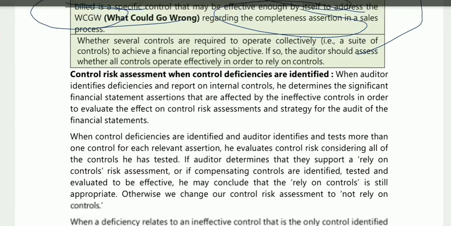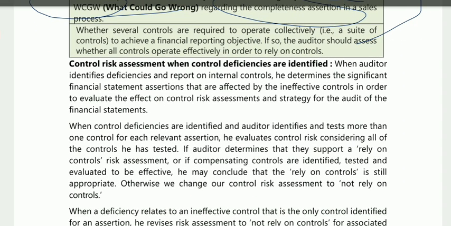Now comes the next point: control risk assessment when control deficiencies are identified. Now what did you do? You as an auditor tested the controls and found that there are deficiencies in the controls placed by the entity. So when the auditor identifies deficiencies and reports on internal controls, he determines the significant financial statement assertions that are affected by the ineffective controls in order to evaluate the effect on control risk assessment and strategy for the audit of financial statements. So that means the auditor found that the controls are not working properly.